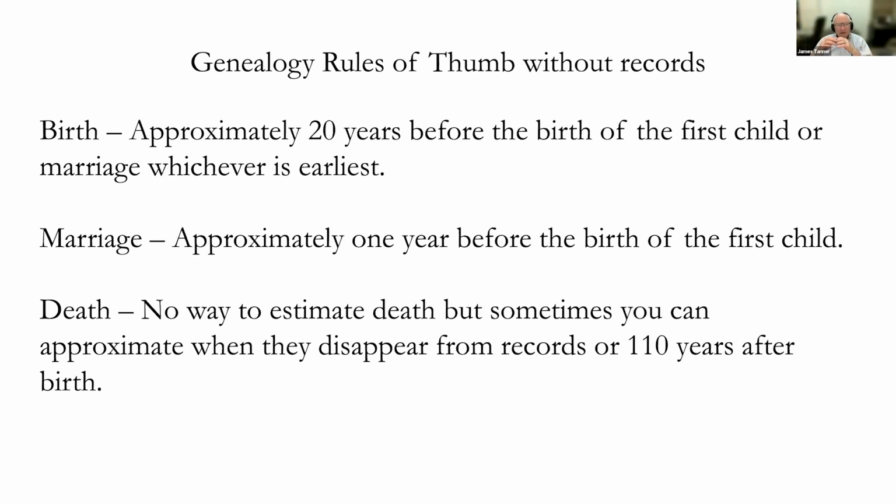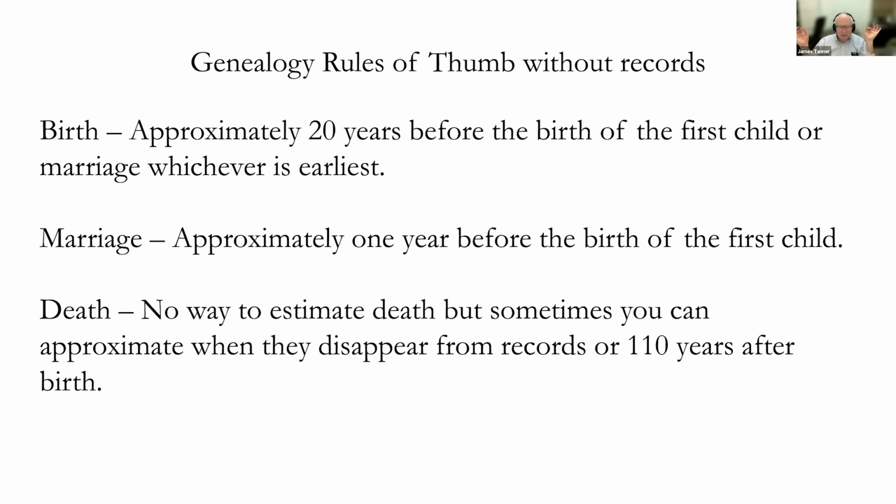Okay, so the rule of thumb for birth from the marriage is 20 years. And to estimate the marriage, you go to the birth of the first child. Approximately a year before the birth of the first child, you can assume there was some kind of marriage record. Now, these are not things we rely on by saying, yes, that is when he was born. No, these give us a range of dates where we can start and begin to look for further research and information about these people.